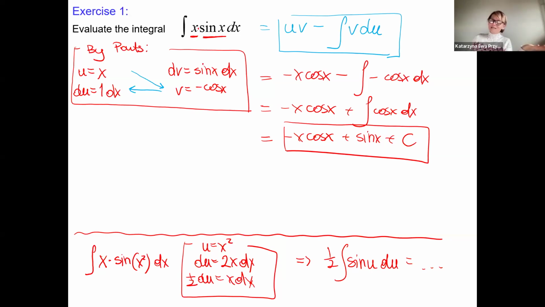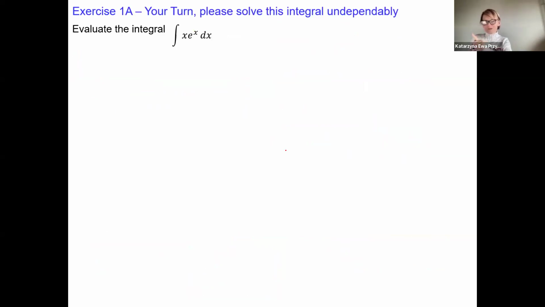Okay, let's do exercise number 2. Actually, not all of my slides are like this, but some of them. I have question 1a. This is for you. It's supposed to be done independently, like on your own. Okay, I can correct this.